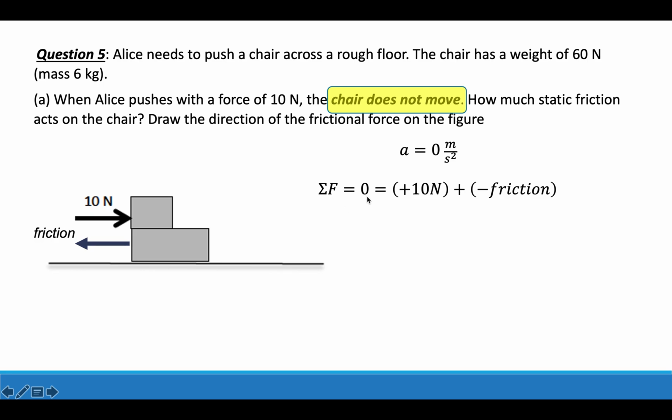So we know that the net force has to be equal to zero. As I look at the sum of the forces that are acting on my chair, I have a positive force along the horizontal direction that's acting to the right, that's the push. And then I have to add to it the frictional force, but the frictional force is acting in the opposite direction to the left, so it's negative. And so the sum of these forces added together has to be equal to zero because the chair does not move. So that means the frictional force has to be equal to 10 newtons, and we've drawn in that picture the direction of that frictional force.